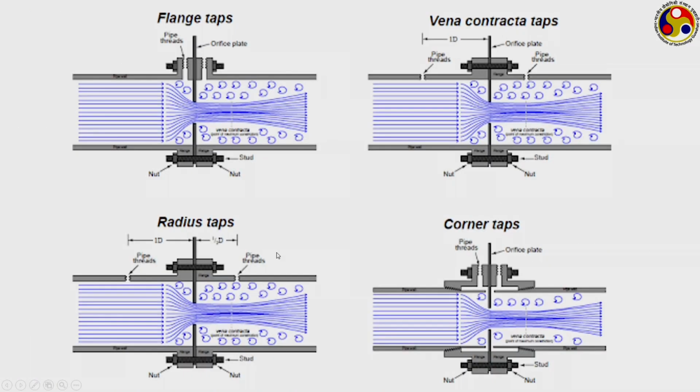Accordingly, there are different kinds of tapping positions that have been tried. The flange tapping is probably the easiest one, where you do not have to make any hole on the channel, rather just at the location where you are putting the orifice, on the same flange you are putting the tappings. You are having one tap on this side and one tap on this side. They are pre-drilled, coming with the orifice.